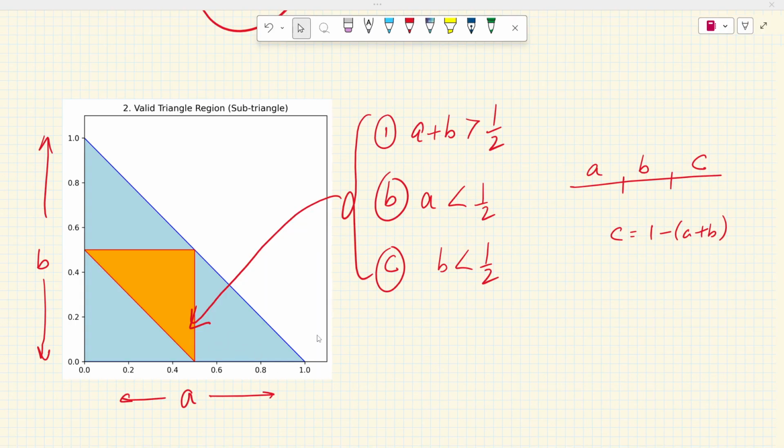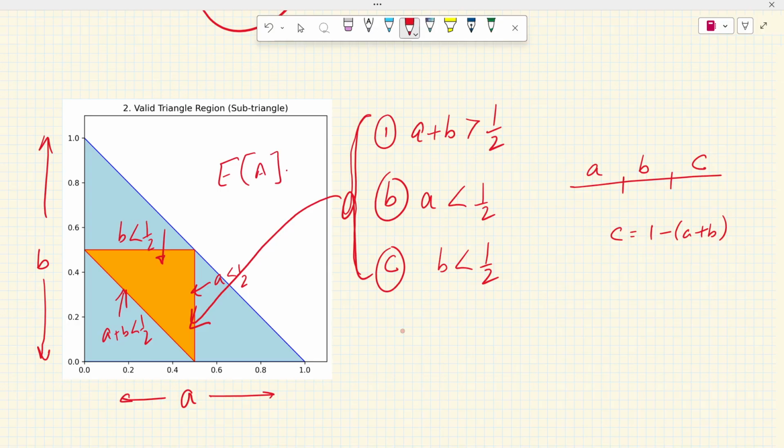So the three conditions that we had for describing this yellow triangle are: first of all, this line, which is number 1, which is a plus b less than 1/2. This is b less than 1/2, and then this is a less than 1/2. So we have these three triangle inequalities. So we want to find the expected area of the triangle.